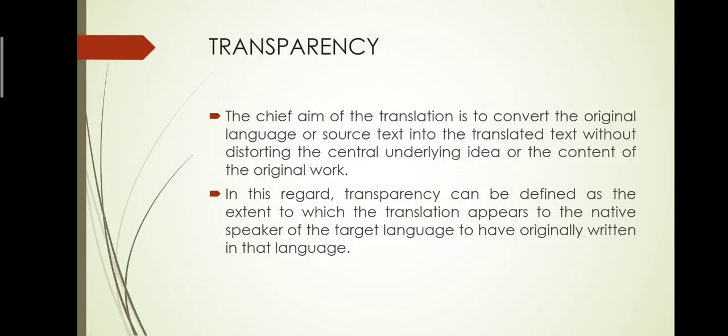The next one is transparency. The chief aim of translation is to convert the original language or source text into the translated text without distorting the central underlying idea or the content of the original work. In this regard, transparency can be defined as the extent to which the translation appears to the native speaker of the target language to have been originally written in that language.